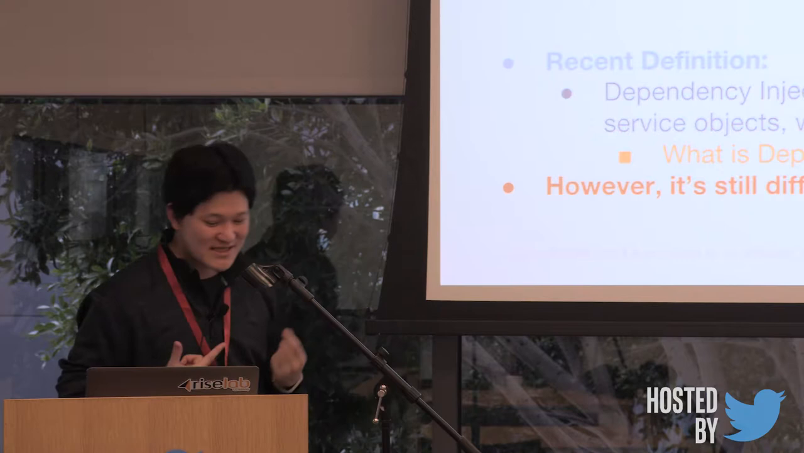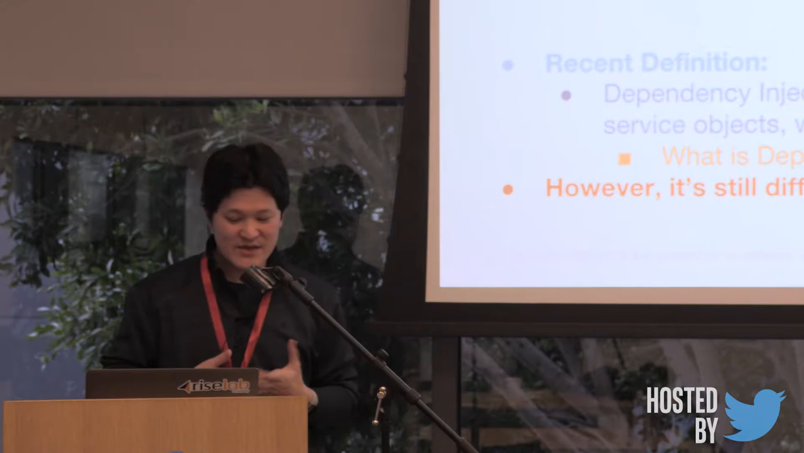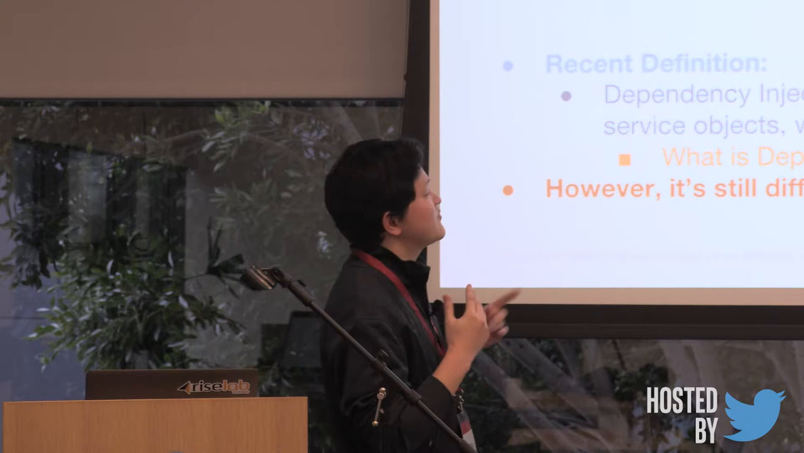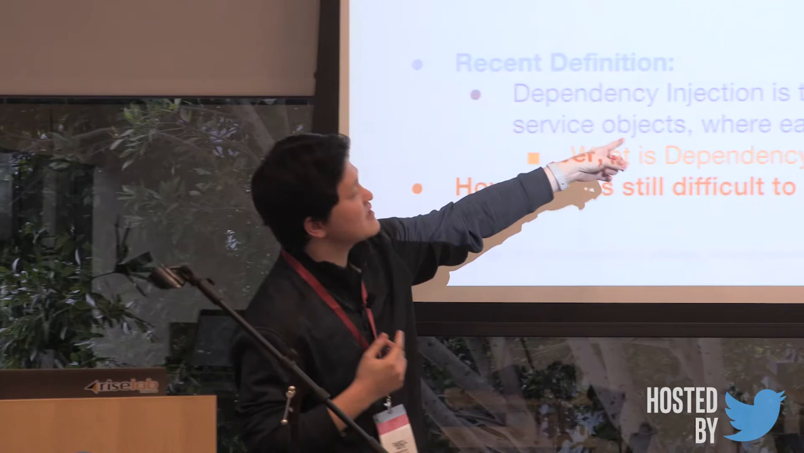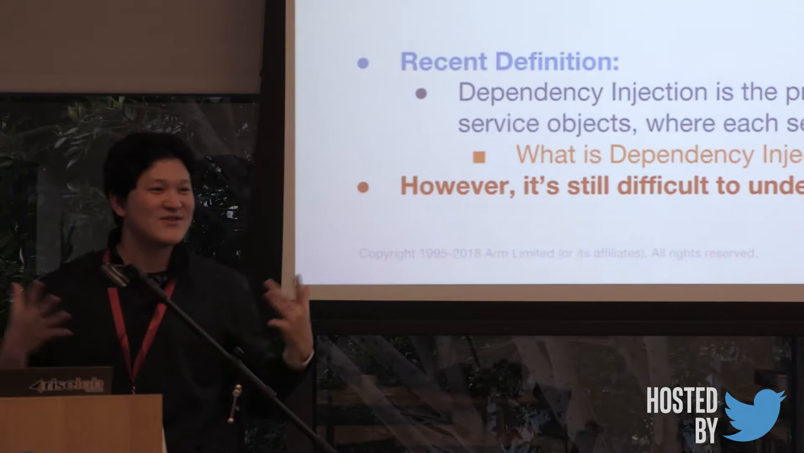Recently, Adam Warski wrote a really nice article to explain what dependency injection is. It tried to provide a definition: dependency injection is a process of creating a static, stateless graph of service objects, where each service is parameterized by its dependencies. That doesn't make sense to me in this phrase.